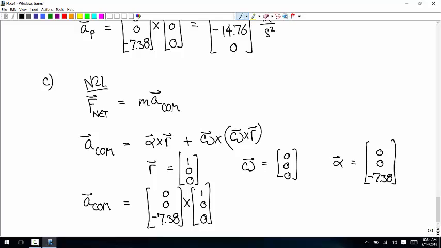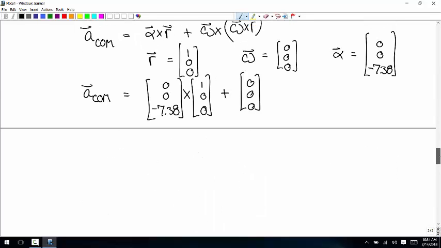Plus, you know, 0 from the centripetal acceleration. And so that comes out to be 0, negative 7.380.